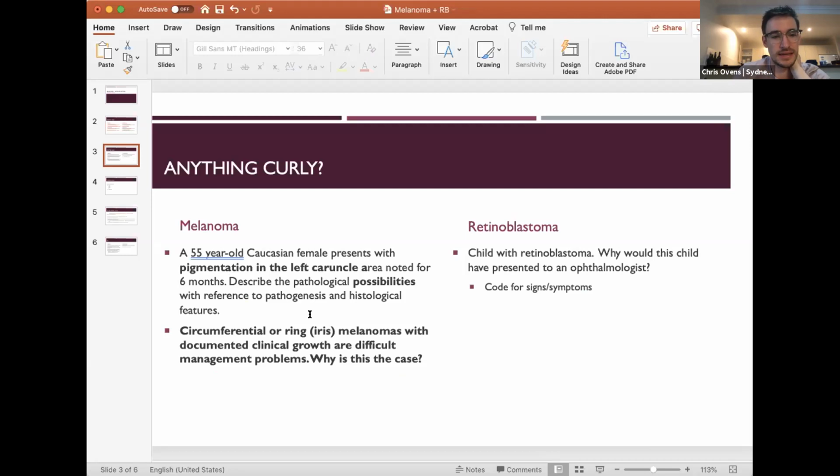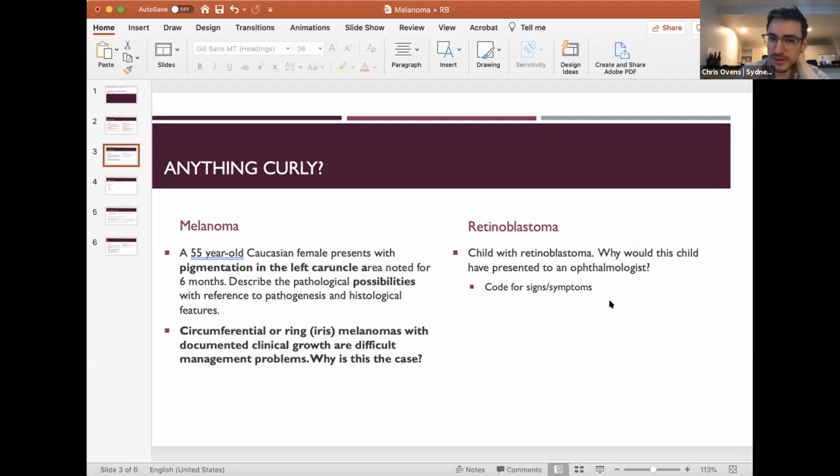The second question there, on iris melanoma: difficult management problems, why is this the case? Again, a little bit of a left field question, but I suppose it comes down to the prognostic factors of iris melanomas and their easy spreading, in addition to your normal melanoma subtypes, and that they present late and all that sort of thing. So they were the main slightly different ones from melanoma. The rest of them were relatively straightforward.